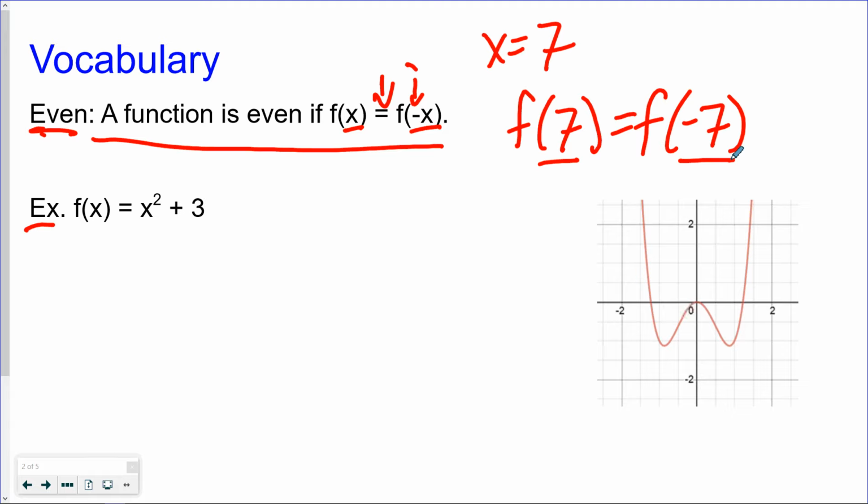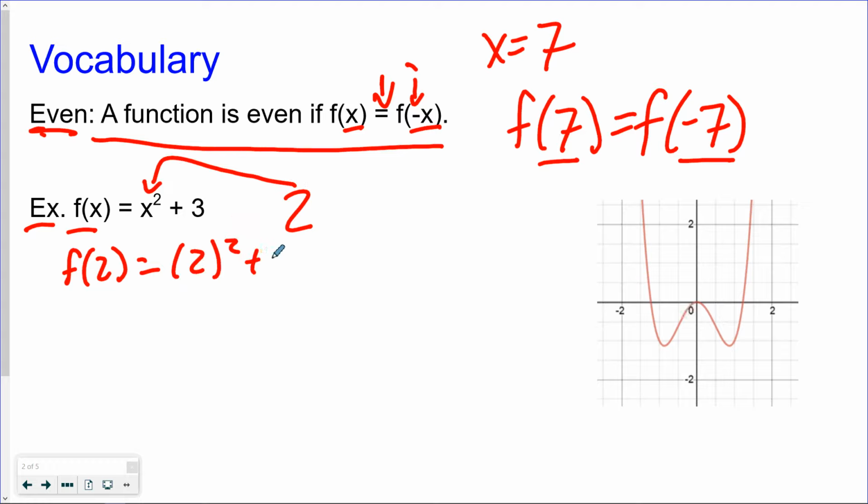So let's look at our example function here. Let's pick a number a little smaller than 7, just because double-digit numbers are scary, you know. Let's pick like 2. So if we do f of 2, we plug the 2 into all of our x's. So we're going to have 2 squared plus 3. 2 squared is 4, plus 3. So we get 7. That was planned.